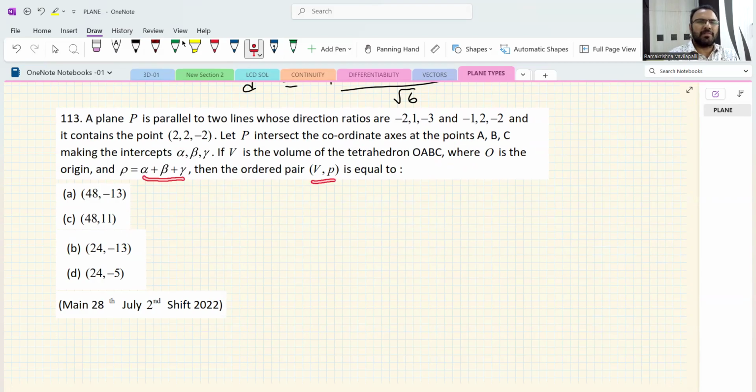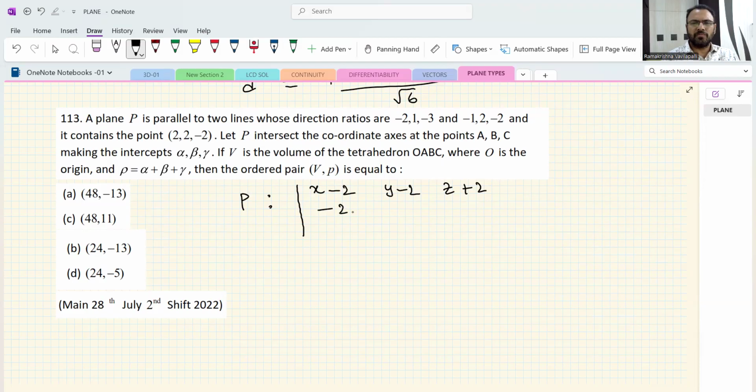Very simple question. Okay. So now we will obtain the equation of plane P very directly, that determinant of it passes through the point 2, 2, minus 2. So x minus 2, y minus 2, and z plus 2. Parallel to two vectors, nothing but parallel to two lines having DRs given: minus 2, 1, minus 3. The second line is parallel to the vector minus i plus 2j minus 2k equal to 0.